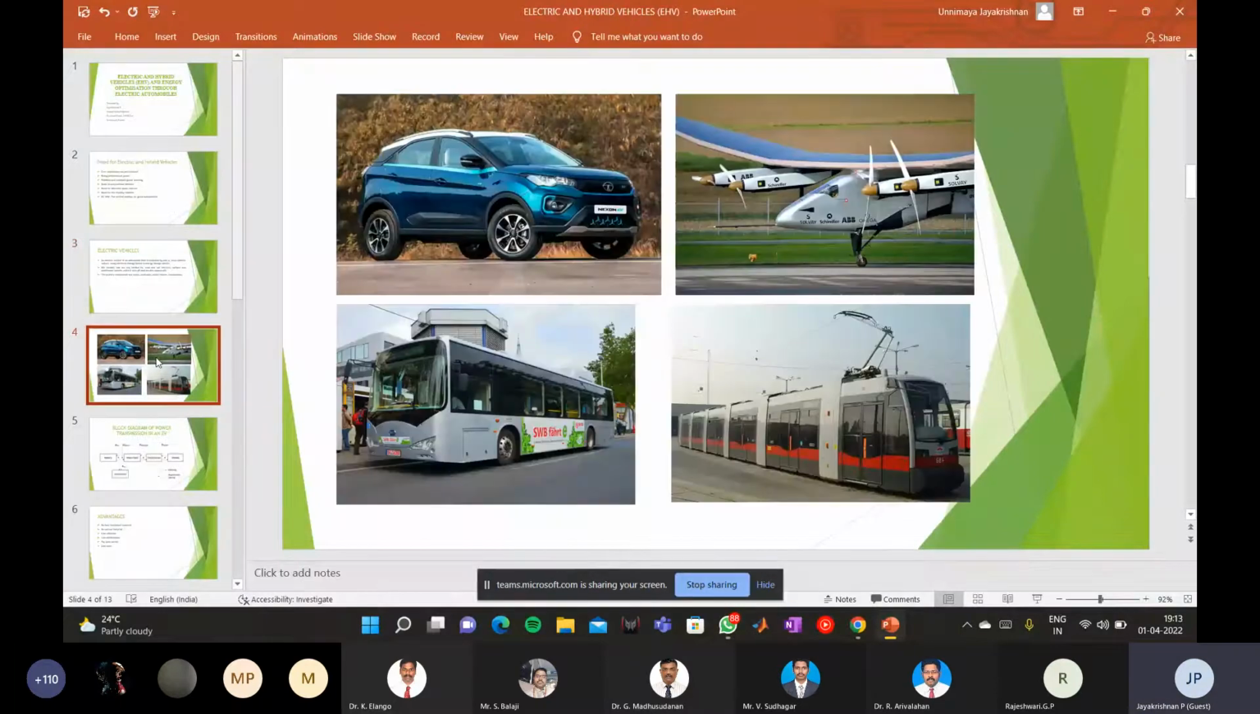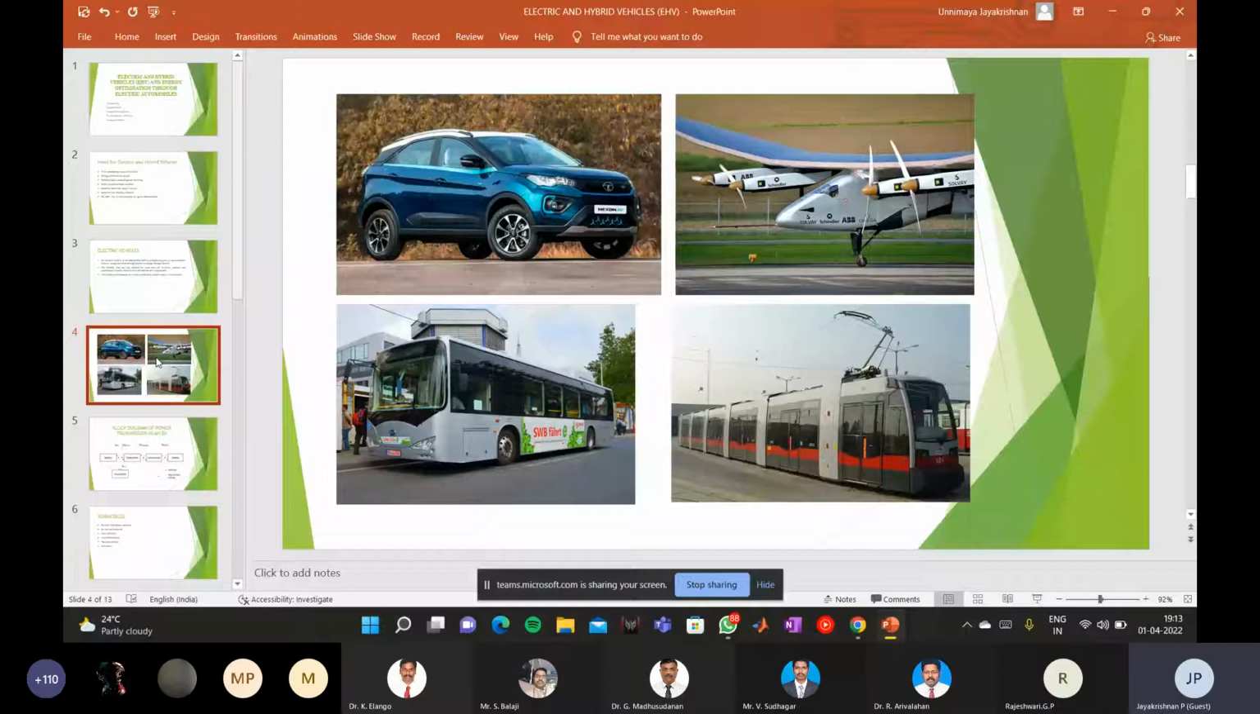These are the photographs of some of the EVs. Here in India, these buses are not so common, but in European countries, buses are in plenty, running with this electric power. It was also seen that in Sweden, these buses have charging points at every bus stop.